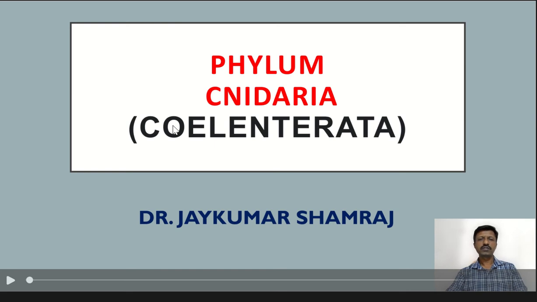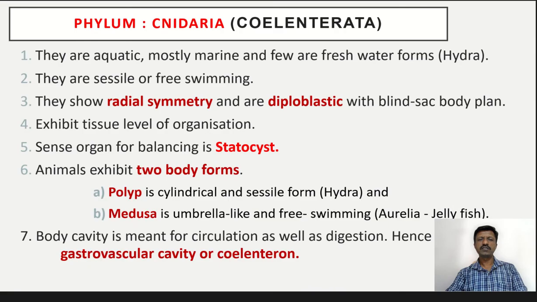So we are going to discuss the phylum Coelenterata. We have to discuss the general characters of Coelenterata organisms. First of all, they are aquatic organisms, mostly found in seawater, and a few freshwater forms are also found. The hydra-like organisms are freshwater forms.